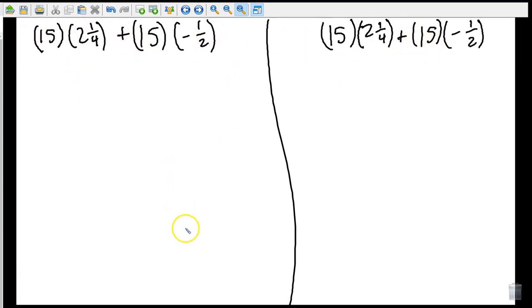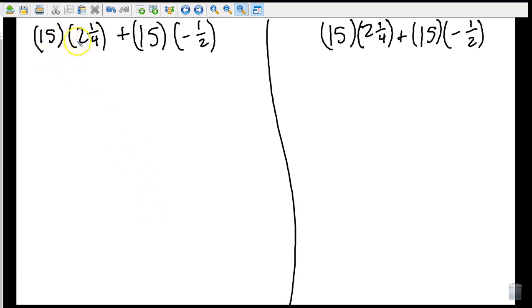The first way we do the expression, we can just do it as it's shown. So I can do 15 times 2 1/4 plus 15 times negative 1/2. So can you use a calculator? Yeah, sure. But am I going to? No, I'm going to work it out. I am going to work it out so everybody can see it.